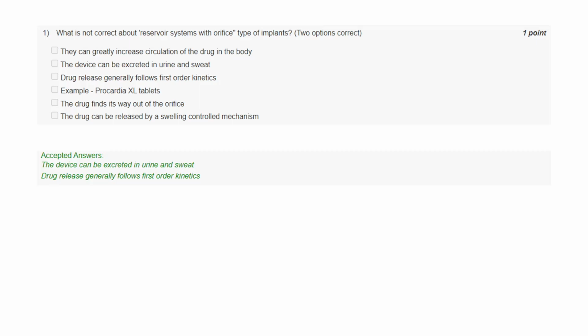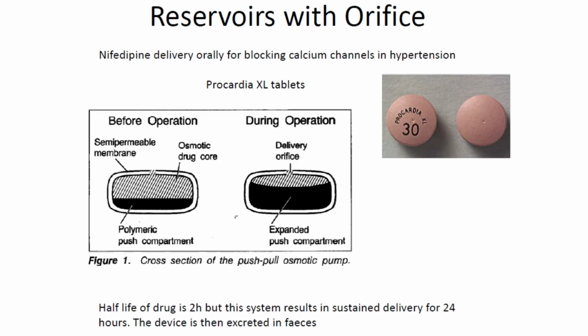Let's look at reservoir systems with orifice. If you have gone through the material, you'll see a similar slide. So this is how reservoirs with orifice look like. It has a semi-permeable membrane that is permeable to only water, and you have a certain hole here. This is the actual tablet, and this smaller hole in the middle is where the drug is going to be released from.